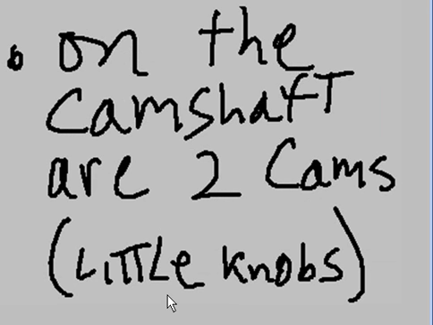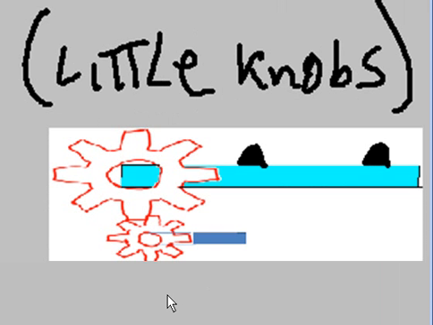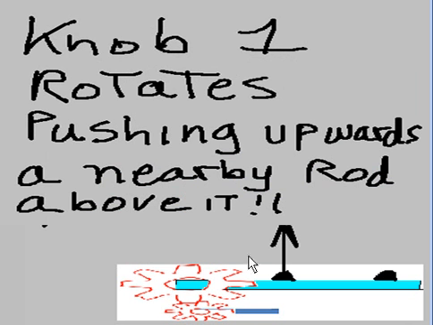On the camshaft are 2 cams, that is to say, little knobs, like so. Knob 1, knob 2. Knob 1 rotates, and finally it comes to this one position where it ends up pushing upwards a nearby rod that is above it.